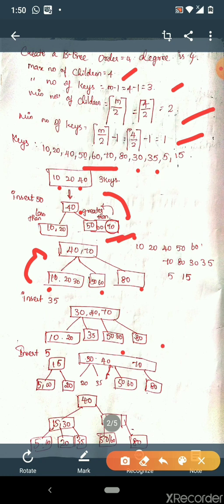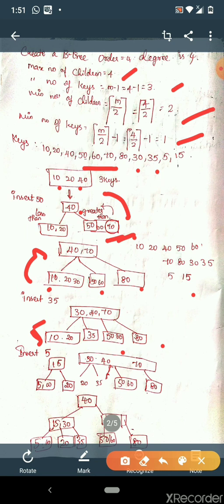So next we are going to insert 5. So we'll just insert 5 here. If we insert 5 here, the node is full: 5, 10, 20, the node is full. So next to 5 we are going to insert 15. So we are going to make 15 the root node. Again split it. So 15 as a root node.